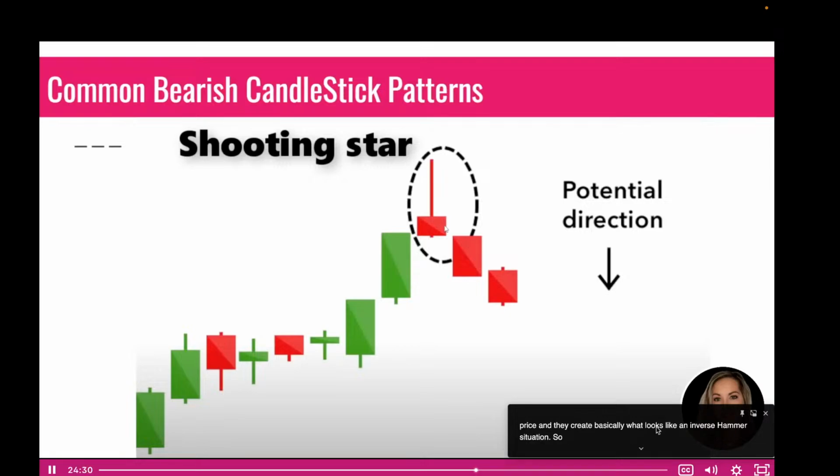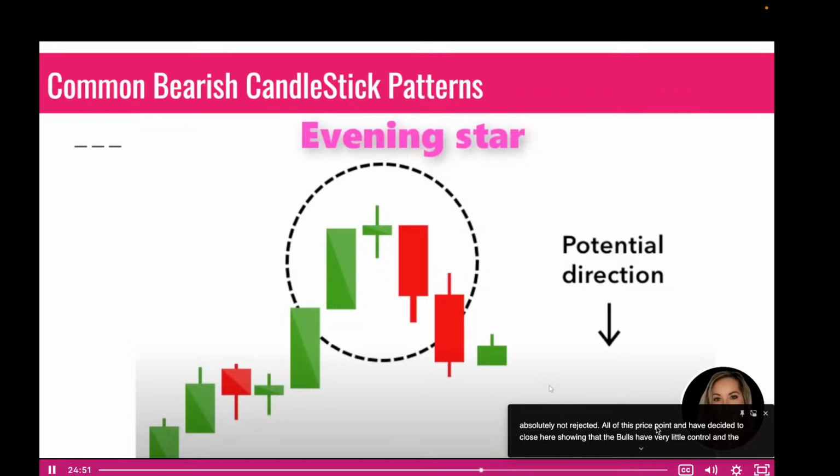So you would have this little body that closes down here, and it would close bearish, showing that the bears have now said, absolutely not, rejected all of this price point and have decided to close here, showing that the bulls have very little control and the bears are about to step in.